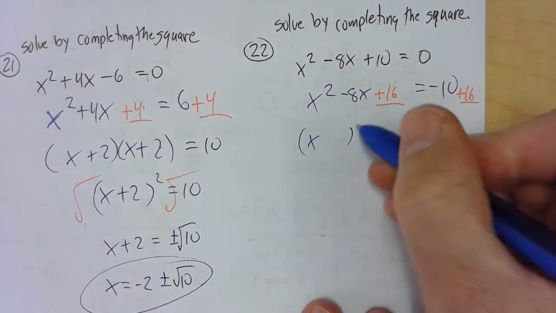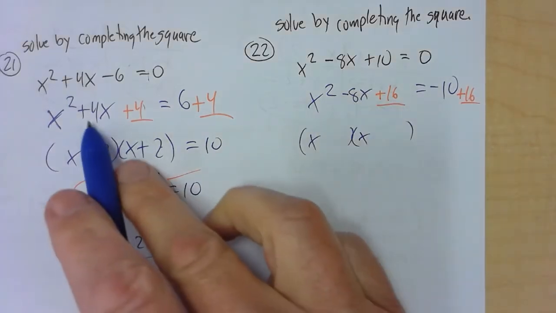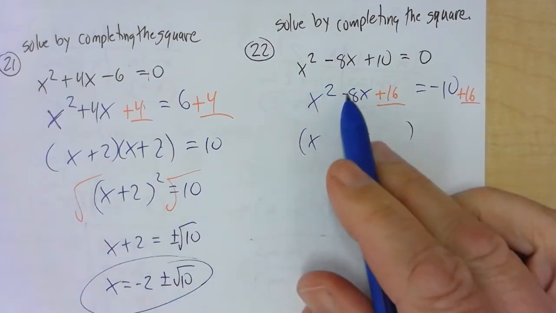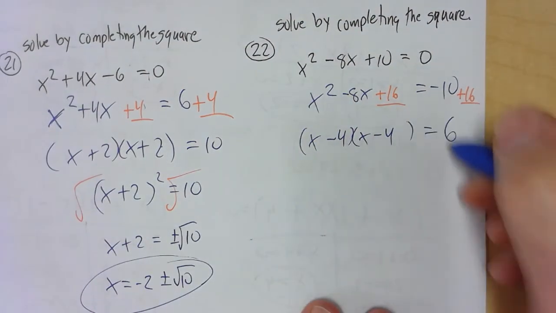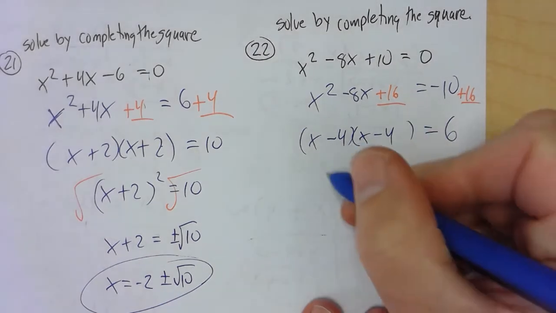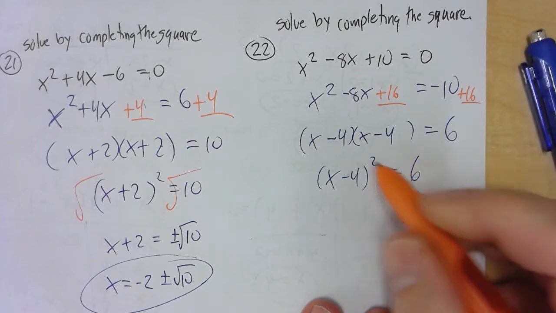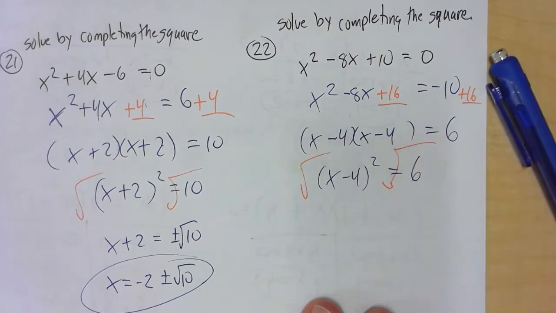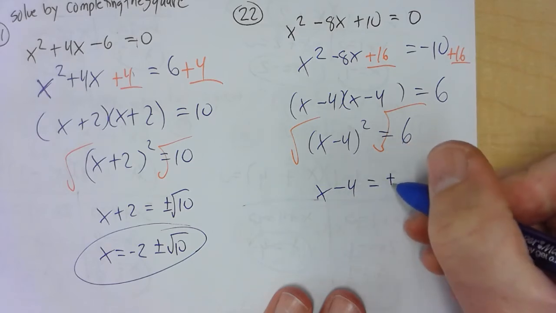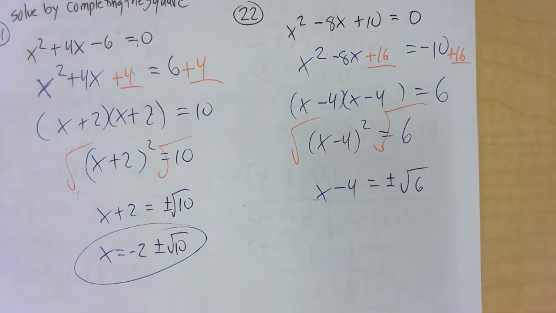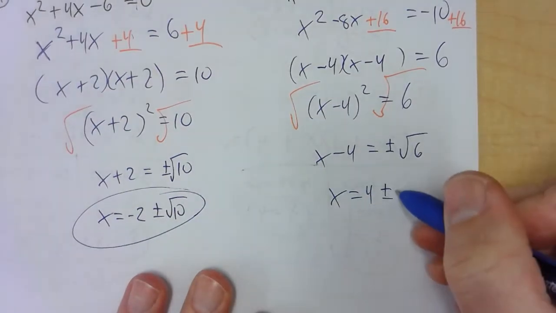Okay, factor it. Now, the factoring has to always be correct. It's positive, positive, so it's two positives. Minus positive would be negative and negative, and then 6. Rewrite it: x minus 4 quantity squared is equal to 6. The opposite of squaring is to take the square root. So I'm left with x minus 4 is equal to plus or minus the square root of 6. Then I add the 4 over: x is equal to 4 plus or minus the square root of 6.